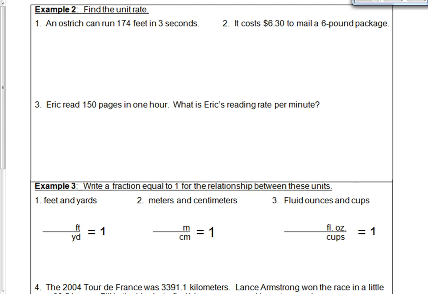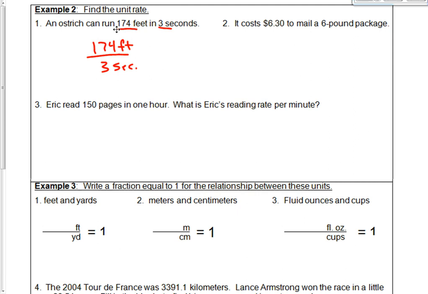And the unit rate, if you think about it, is you always just want to figure out per one unit. Okay, so it's actually really easy to do. Number one, an ostrich can run 174 feet in 3 seconds. Well, you know it can run 174 feet in 3 seconds. It's okay, it's useful, but what we'd probably be more interested in is how many feet can it run in 1 second. So unit rate, really all you're going to do is just take the two numbers and divide them.